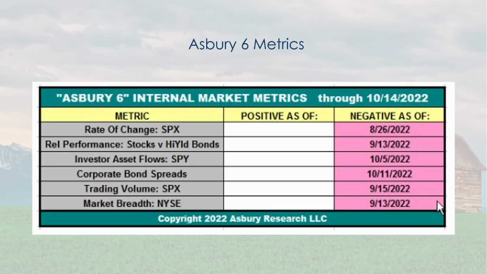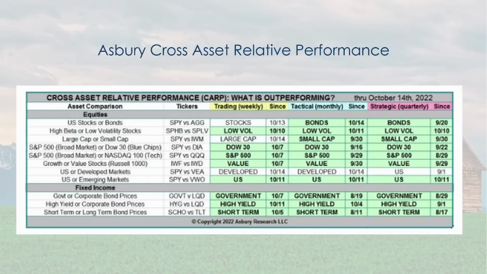The Asbury 6, Asbury Research does these metrics, and this is showing all 6 of their metrics. They've been negative for some time, and they were still negative, no surprise, as of Friday. This is their cross-asset relative performance chart comparing one asset to another or one ETF in that asset to another. So it's a generalized relative performance indicator, but I wouldn't take it beyond that.